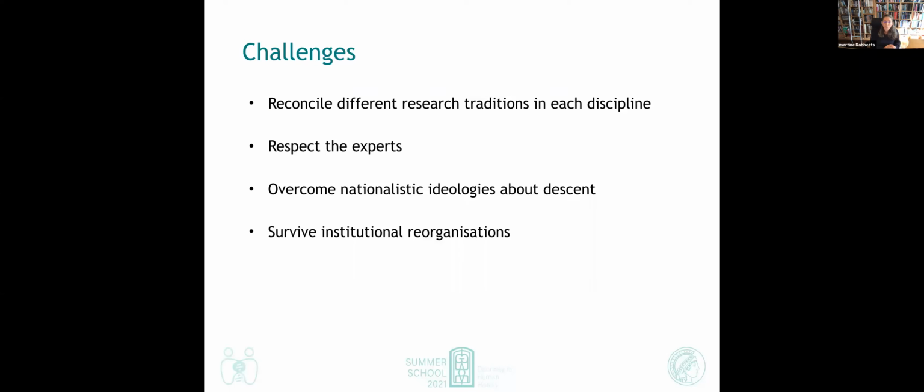And then finally, as you know, institutional reorganizations. When you are doing interdisciplinary research, please make sure that it does not depend too much on the context of your research institute. I had a hard time when the departments of genetics moved to Leipzig, and also a part of the linguistic department moved to Leipzig. But in the end, I survived with my research group, and I'm continuing happily as ever here in Jena.